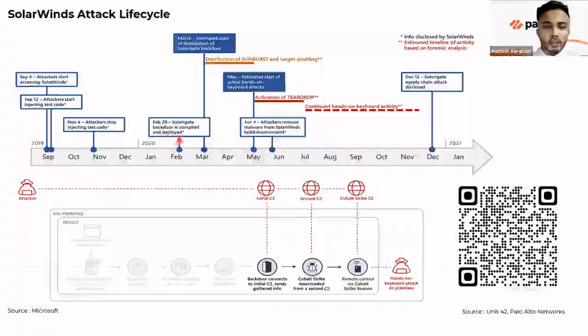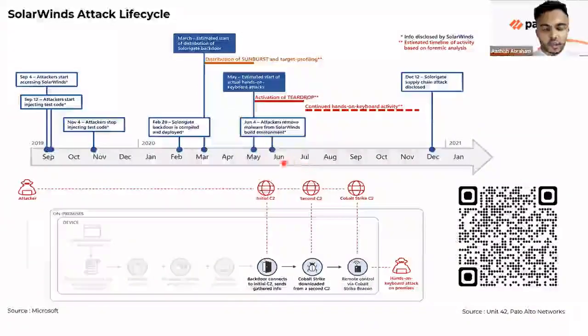So once this compiled code was deployed, the distribution started. What is this distribution? As everybody knows, for example, there's a Microsoft update. What does Microsoft do? It pushes an update to everybody who is connected to its servers. So every day or every week we get an update from Microsoft, for Windows 10 or Windows 11.